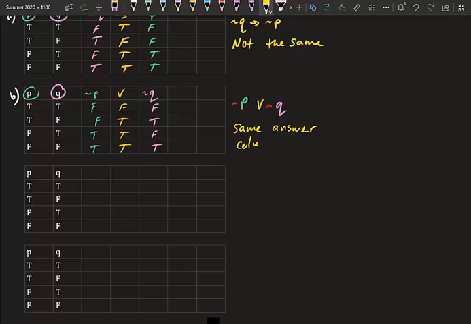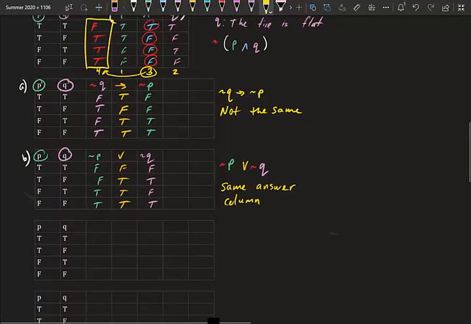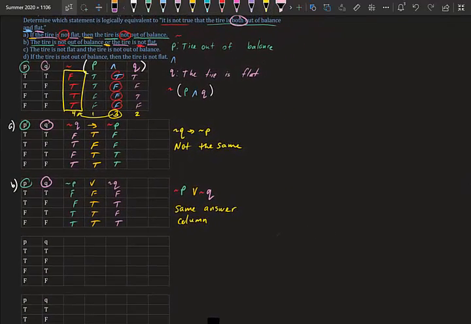I'm getting tongue-tied. We have to keep going because there can be more than one logically equivalent statement. So we have to keep going and try C and D. So this one, though, it does work. Let's go on to C.